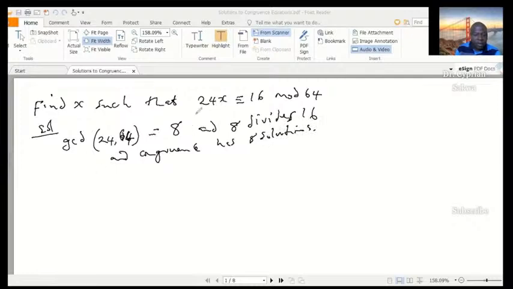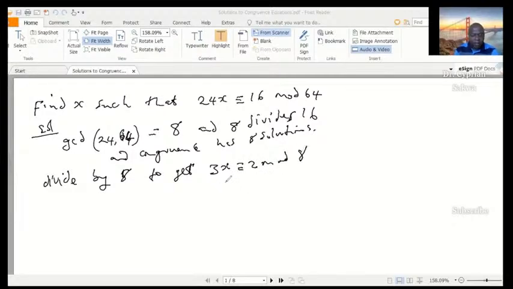So since the GCD is 8, let's divide that equation by 8. So divide the whole equation by 8, and when you divide the whole equation by 8, you get 3x is congruent to 2 mod 8.